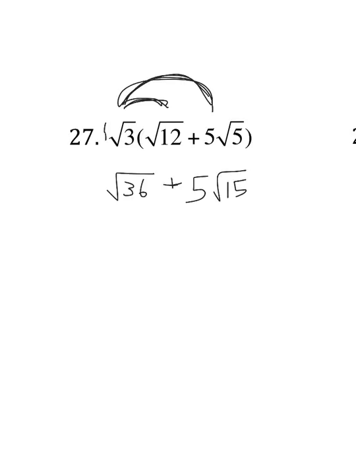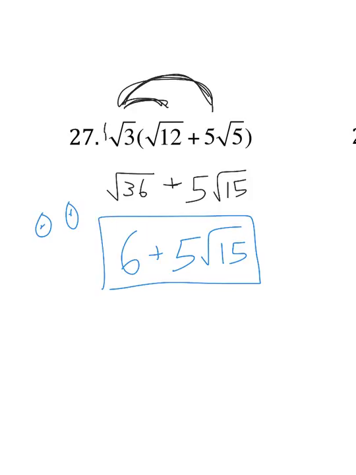But wait, there's more. Hopefully your eyes got big when you were looking at the square root of 36. You say, well, Mr. Lordson, that's just 6 plus 5 square root of 15. Don't even think about combining those two together. You got a Montague over there, you got a Capulet over there. Keep them separate, otherwise bad things happen.